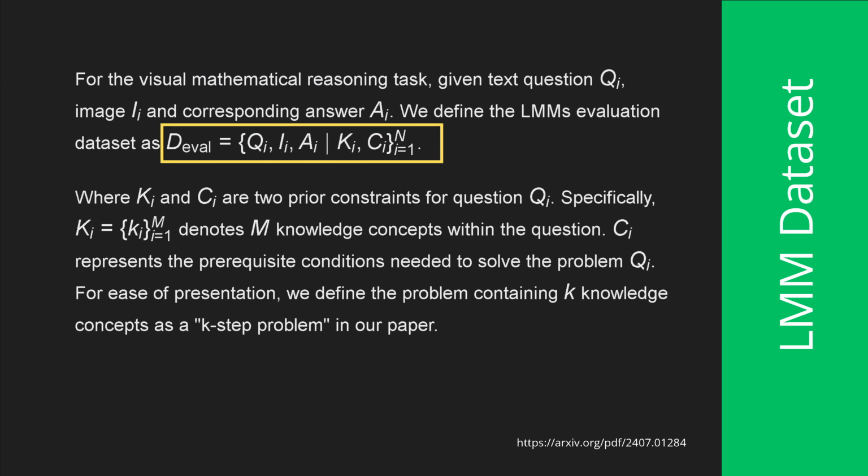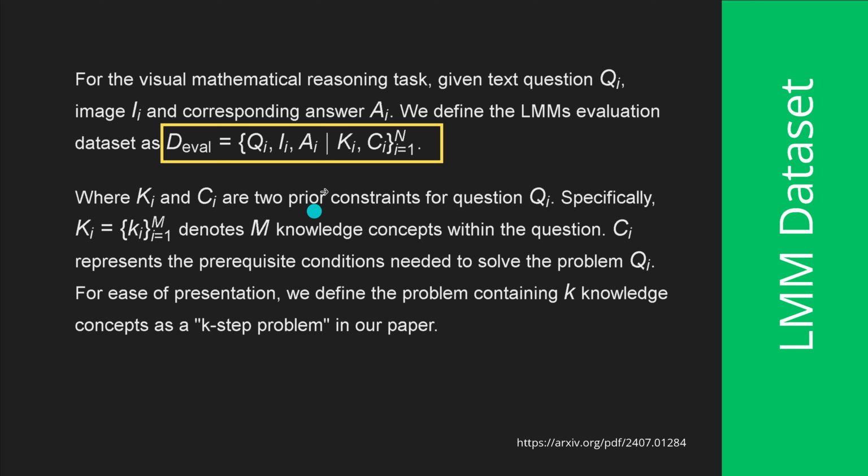Now, to create the data set, and I'll give you the link to this data set, we have now a mathematical reasoning task. So we have a number of questions, we have a number of images and the corresponding answers that were all annotated by the human annotator. And this defines now the evaluation data set, D for data, eval for evaluation. And here we have our questions, our images, our answers. And then we have here certain constraints that we imply.